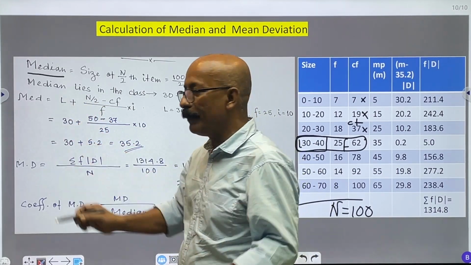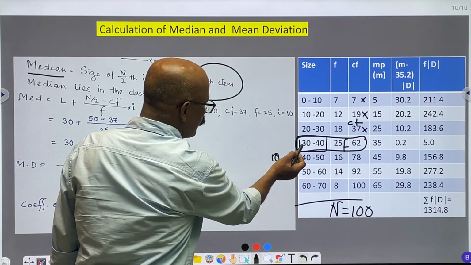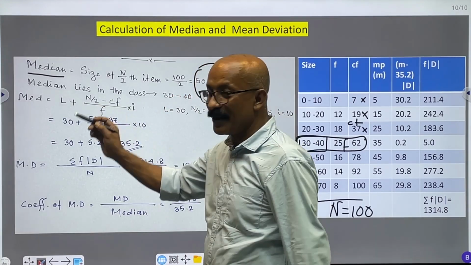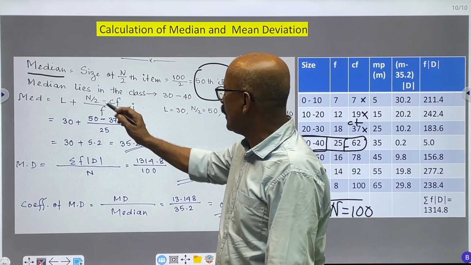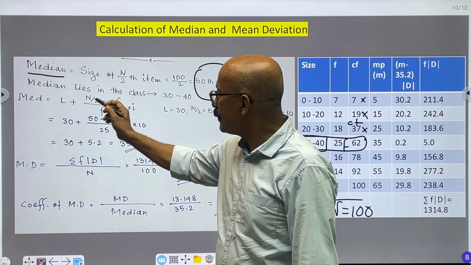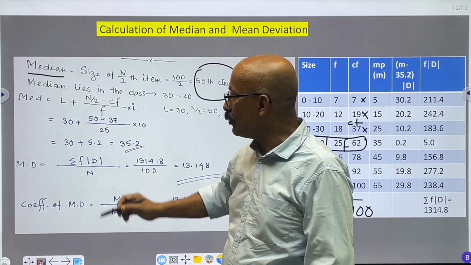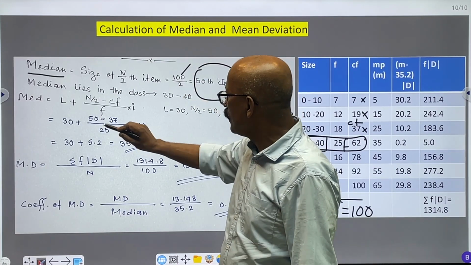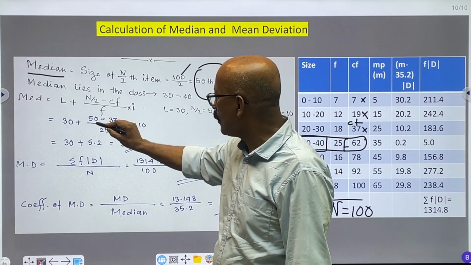Lower limit and upper limit. The median class is this one, okay? So this is the lower limit and this is the upper limit. So L is 30, and L always stands for the lower limit of the median class. Then n by 2. N stands for the total number of frequencies. So the total number of frequencies is 100. When you divide it by 2, the value of n by 2 is 50.